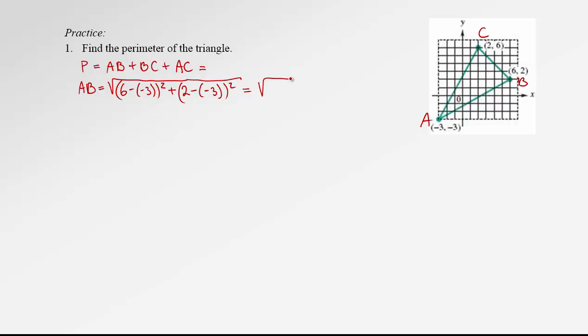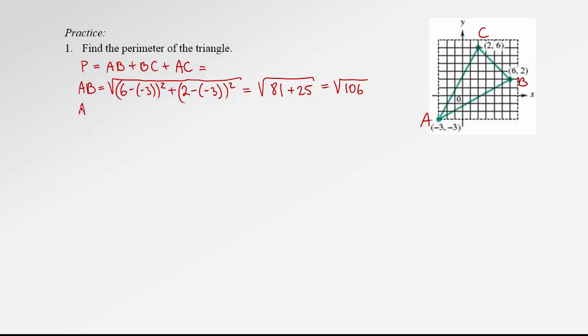9 squared is 81. And over there we have 2 plus 3, it's 5 squared, so it's 25. Altogether we have a root of 106. 106 can be factored into 2 times 53, but 53 is a prime number, so we won't be able to take anything out of this radical anyway, so we can leave the answer as it is.